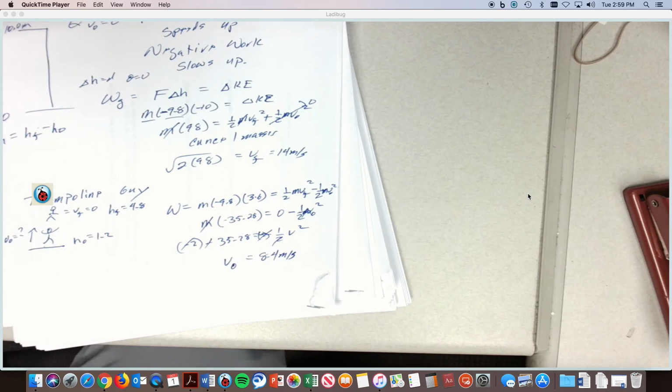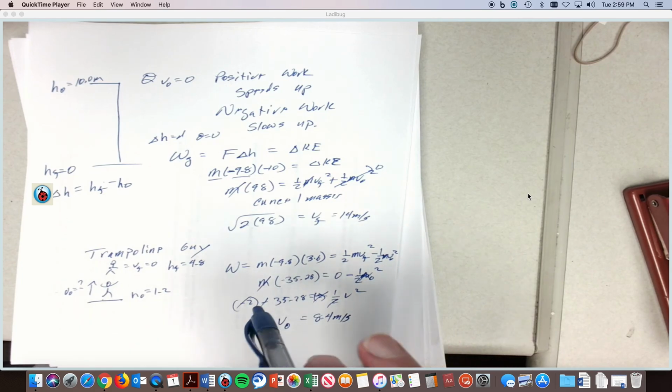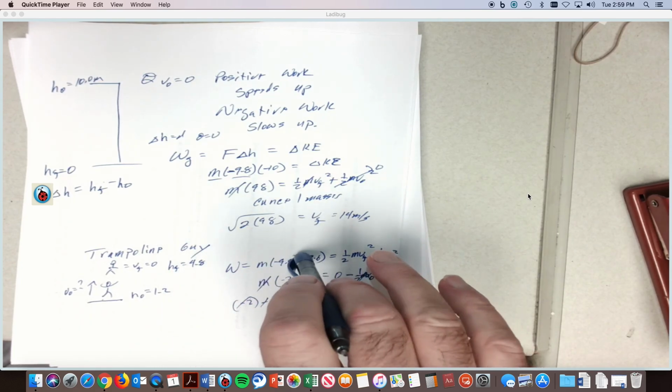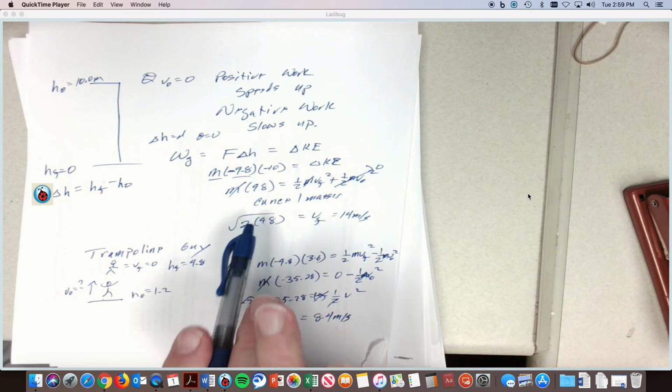There you go. That shows you how the work-energy approach works, instead of using energy before equals energy after, which we're not quite ready for. We didn't get to conservation of energy yet. But you can see how negative work is done here, because the work is negative, and it slows him down. Positive work is done here, which speeds him up.